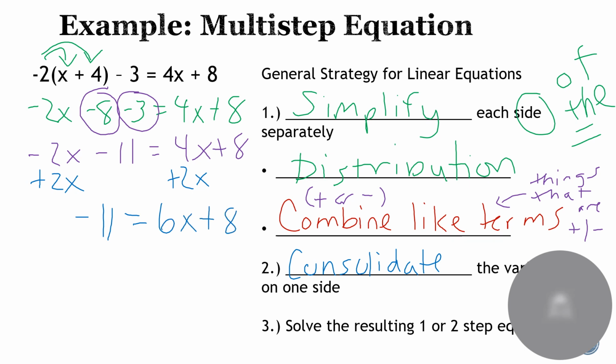And then our last step down there is just solve the resulting 1 or 2 step equation. So if you follow this strategy, by the time you get to this point, it's just either a 1-step equation or a 2-step equation at that point. And so I will go ahead and finish that by subtracting 8 from both sides. Negative 11 minus 8 is negative 19 equals 6x. And then dividing both sides by 6.